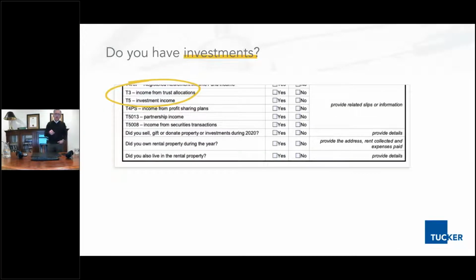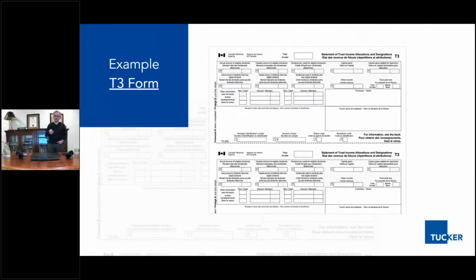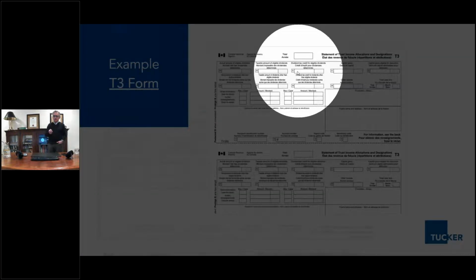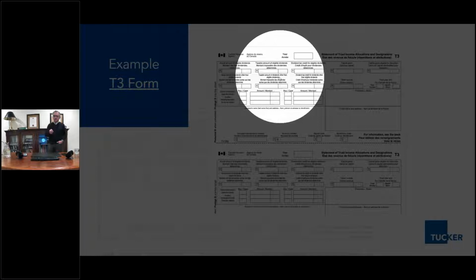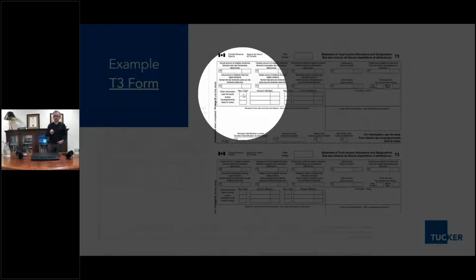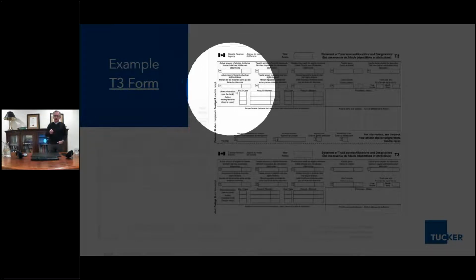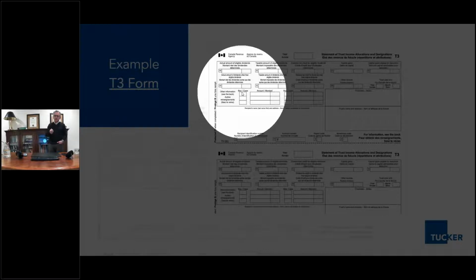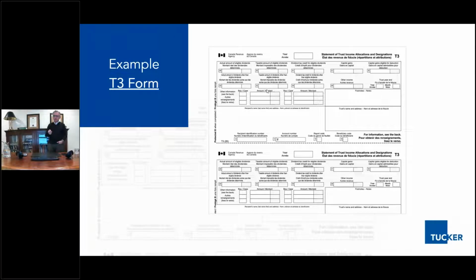If you have investments, then you will be getting one of two slips, or maybe both, depending on what your investments are. The first is a T3 slip, and this slip will report things like dividends, and you'll see right here, actual amount of dividends. So if you receive dividends on stocks and things like that, you will be getting one of these. These forms can be issued anytime, but the filing deadline for these is March 31st.